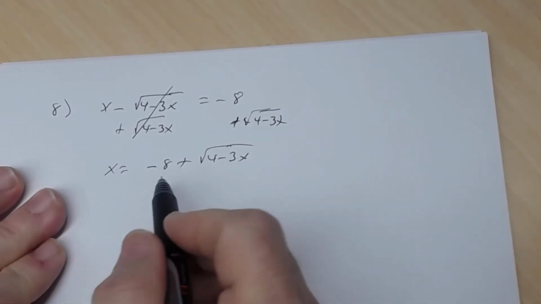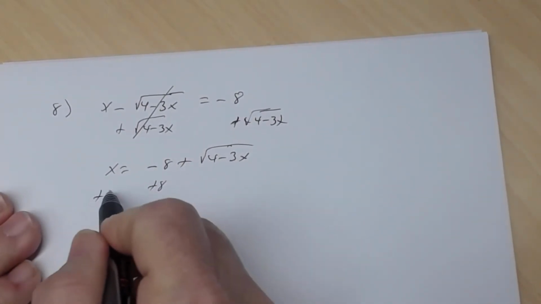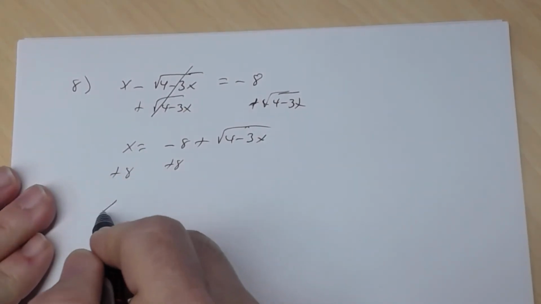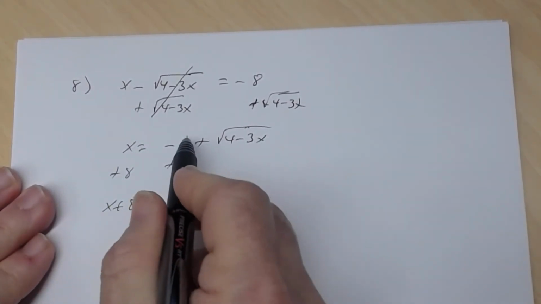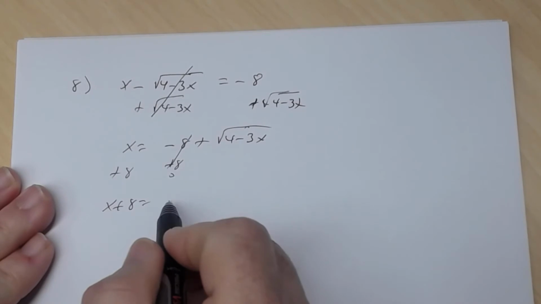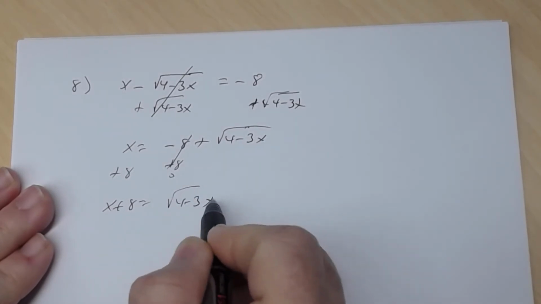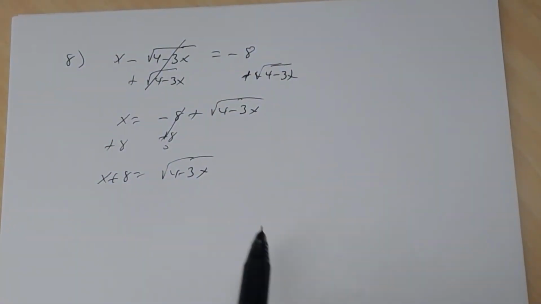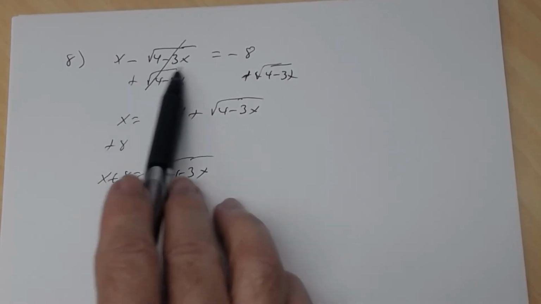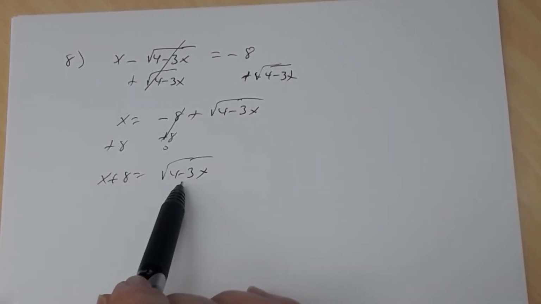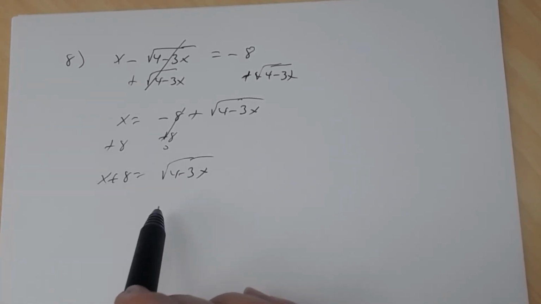Now I'm going to add 8 to both sides. And so I get x plus 8 when I simplify each side. This is 0, and I'm left with the square root of 4 minus 3x. Okay? All right. So notice I went from this radical equation to this radical equation. They're equivalent. Those equations are equivalent. I haven't raised both sides to a power yet, so they're equivalent.